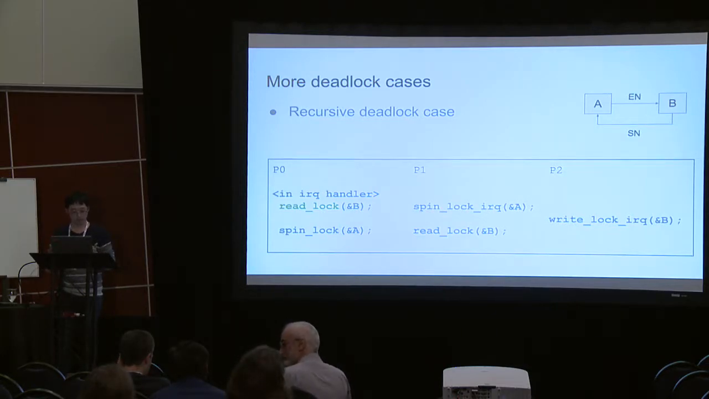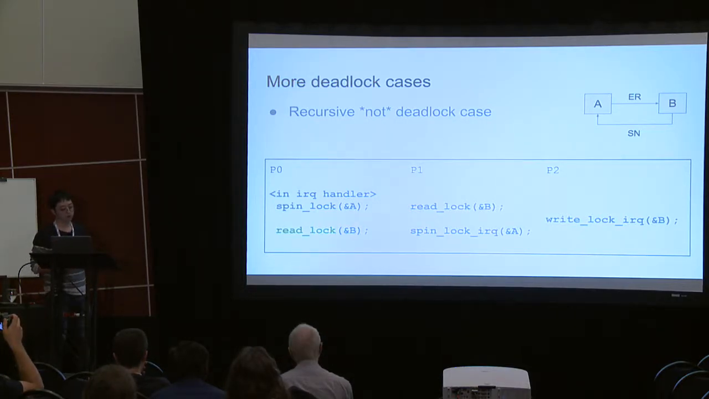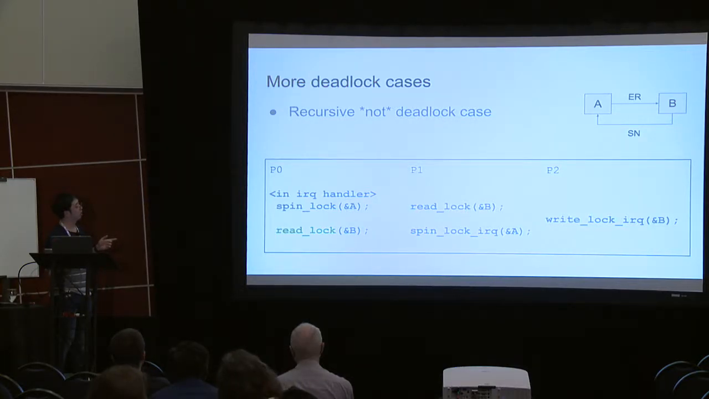Okay, but if we change the case, switch the read lock and spin lock on P0 and P1, this is not a deadlock. The thing is that since the read lock on P0 is an unfair read lock, it has the fast path to get B and make progress.